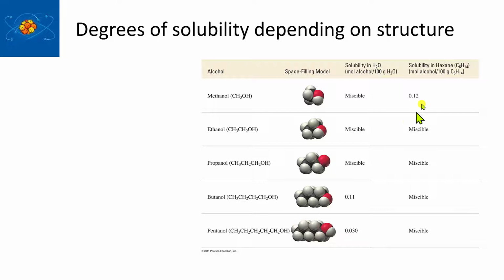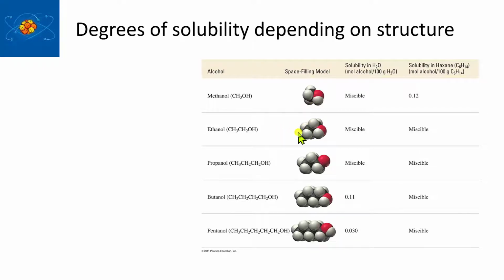On the other hand, if you look at the solubility in hexane, you can get very little methanol dissolved in hexane. That's because the polar nature of the methanol tends to keep it from forming a solution with the hexane. But as soon as you get to 2 carbons, all of a sudden all these alcohols become miscible. That is, you can mix them in any proportion. So it's not completely cut and dry about solvents either because of this.